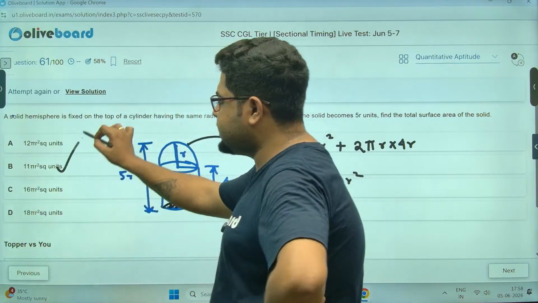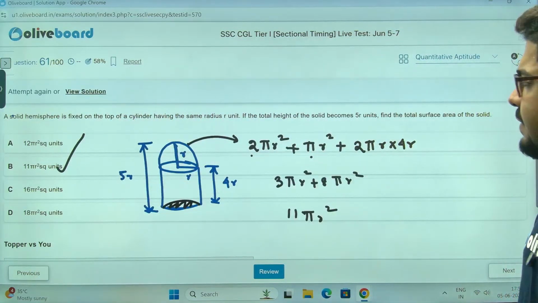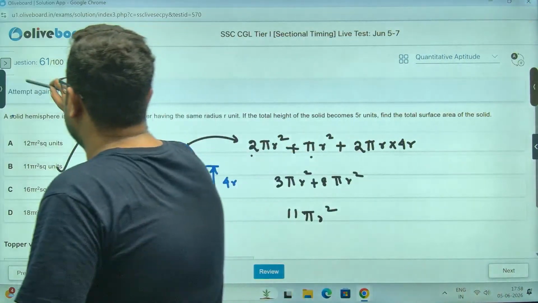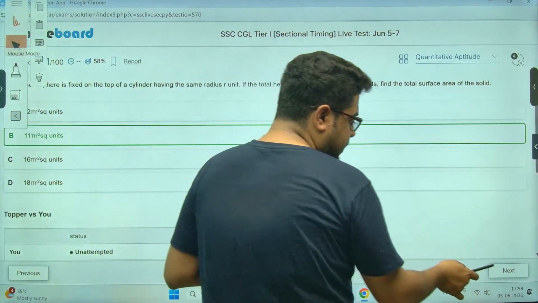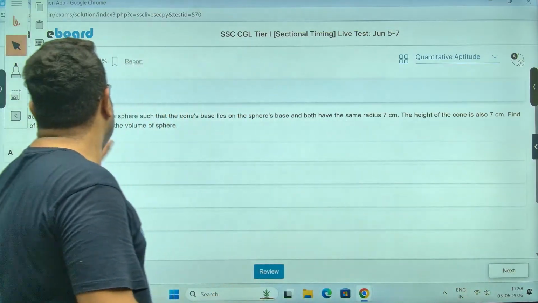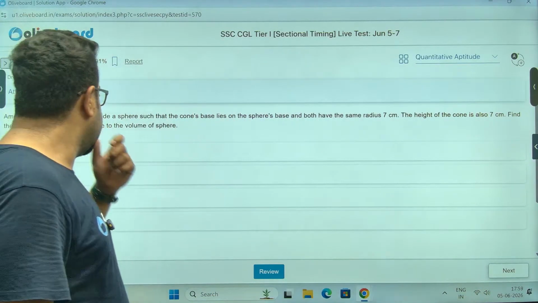Option number B, sir. You see, a very simple question. But again, this type of questions were very prevalent last year. If you guys don't know, please note this. Last year, we got so many of such type questions.